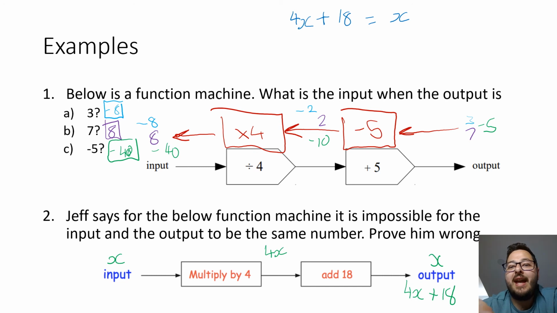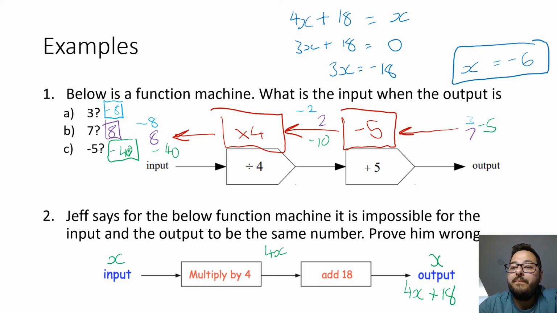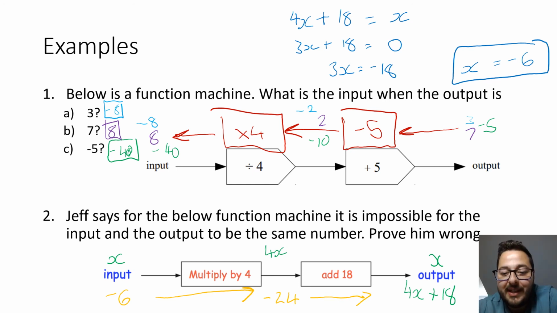So if we take away the x from both sides, we're going to get 3x plus 18 is 0. Then we take away the 18 from both sides, you're going to get 3x is minus 18. And then divide by the 3, you're going to get x is minus 6. So we're saying it will work for minus 6. So let's just double check that. If we start with minus 6, we multiply by 4, we get minus 24, and then minus 24 plus 18 is minus 6. So your input and your output are the same.